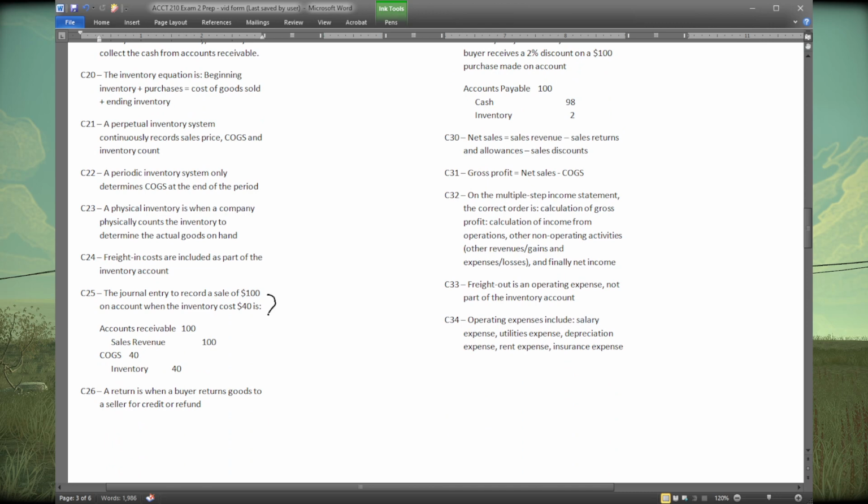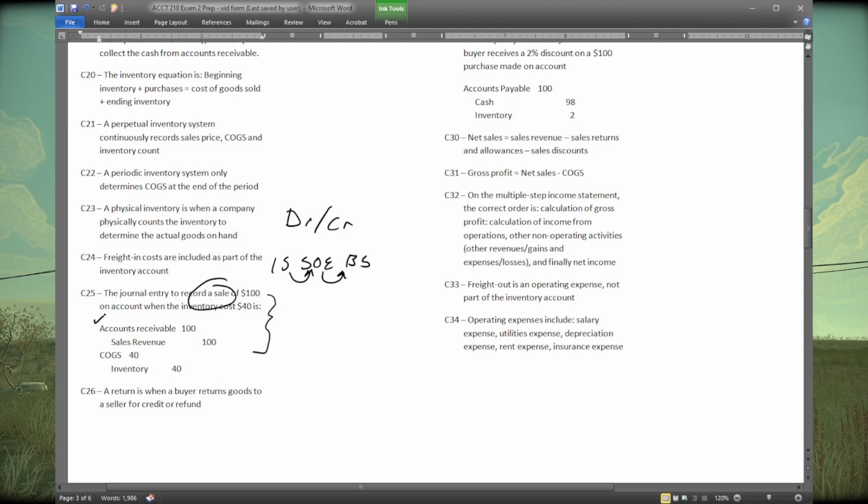Now, this isn't a calculation, but this is identifying the journal entry. Just remember, this is one of the most basic items. If I had to say, what are the basic items? Well, the income statement, statement of owner's equity, and balance sheet, and how they work together, right? That's one basic item. Debits and credits, that's another basic item. And then how to record a sale maybe is one of the top 3 or 4 things you need to know how to do.